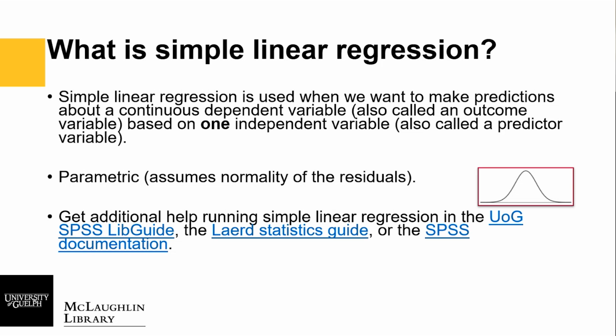This is a little bit new for our workshop series. Normally when we say normality, we're not talking about the residuals, but we'll cover this in more detail. So we're looking at our residuals and they should form this typical bell-shaped curve. If you are looking for additional help running a simple linear regression, there is the University of Guelph SPSS LibGuide, the Laerd Statistics Guide, or the SPSS documentation where you can get a little bit more support.